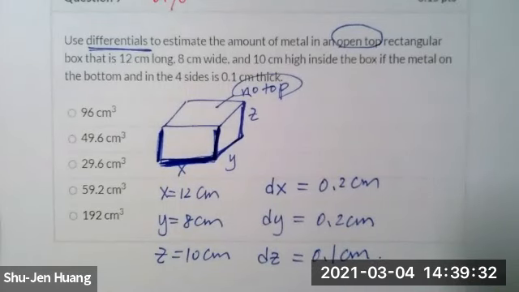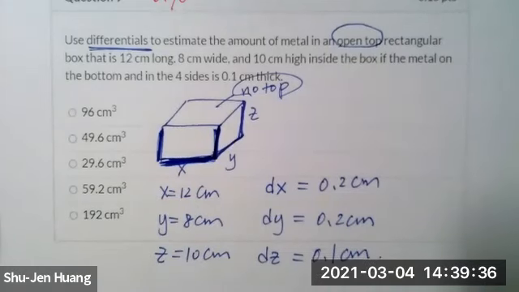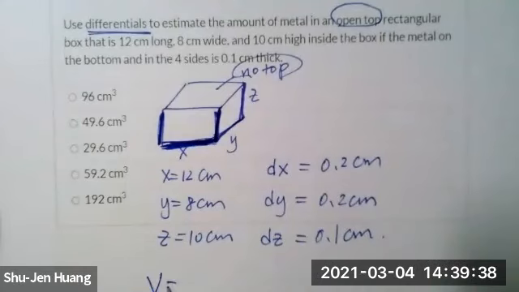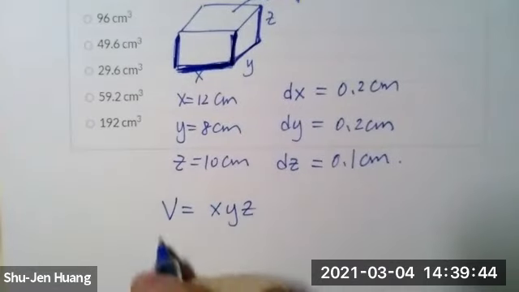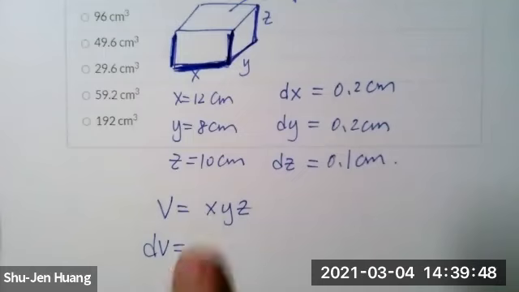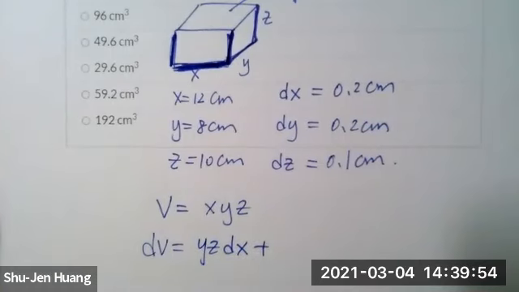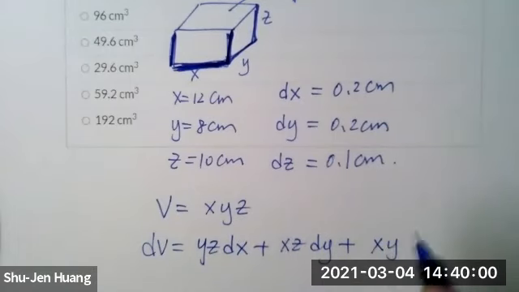Okay, so now we have the x, y, z value, dx, dy, dz, and we know the volume for the rectangular box is xyz. So we're going to write down the differential here. V is a function of x, y, z. Okay, so for the differential, we take the derivative with respect to x, so we have yz dx. Take the derivative with respect to y, we have xz dy. Take the derivative with respect to z, we have xy dz.